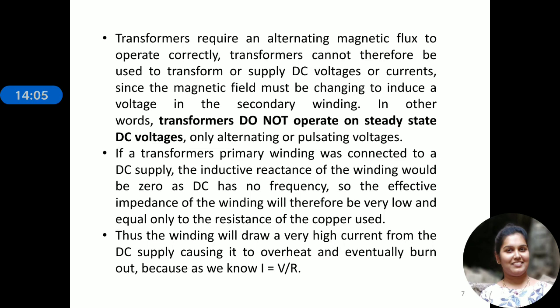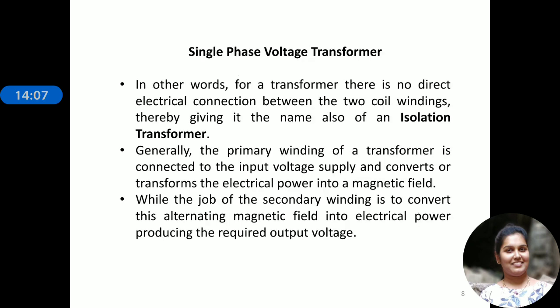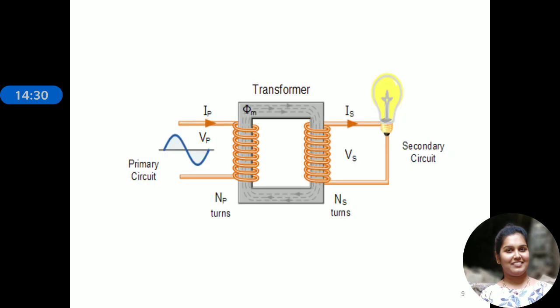Next we'll see what the basic terms and terminologies are, and how a transformer typically looks like. When we talk about a transformer we generally talk about a single phase voltage transformer. In a transformer there is no direct electrical connection. So I'll show you a diagram. This is how a transformer looks like.